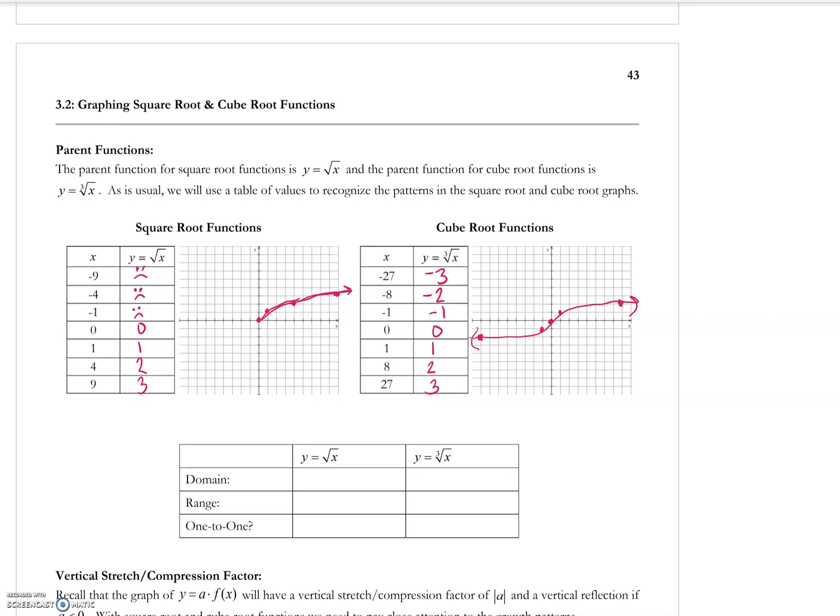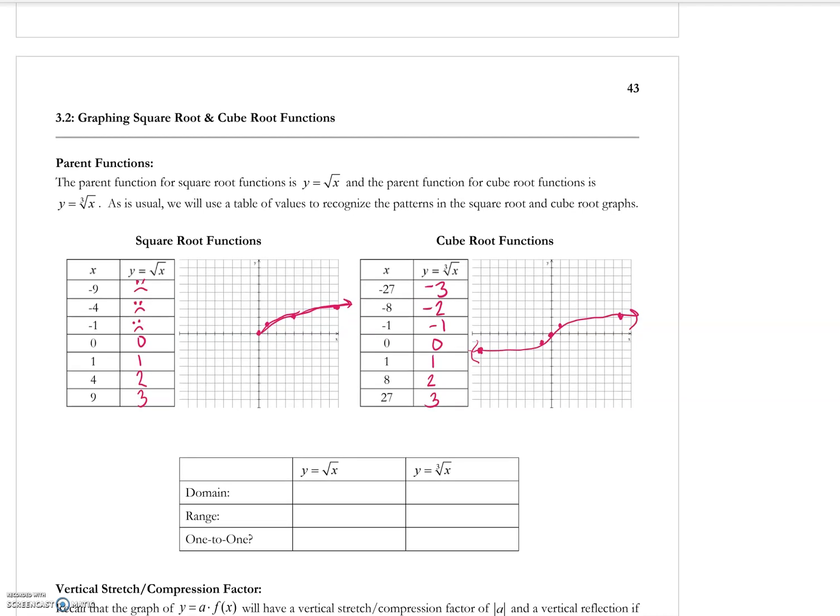So it's important, again, once we have our parent function, to talk about some of their features. The domain of a square root function is restricted to just 0 to infinity. The range on my square root function is also restricted from 0 to infinity. And yes, it is one-to-one when we only have that half of the graph.